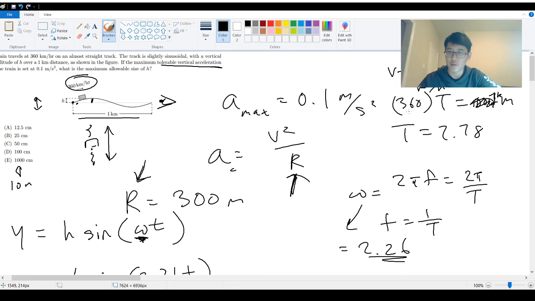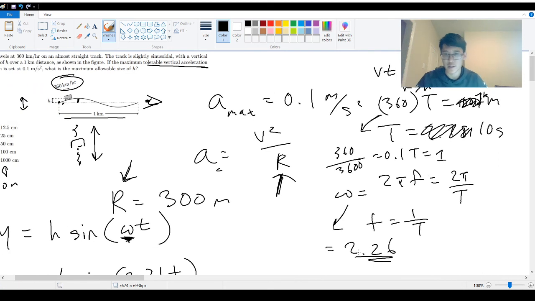Okay, and then now we could change this to seconds, so that's just 360 divided by 3600, right? Because there's 3600 seconds in an hour. And that gives us 0.1, right? And times t is equal to 1. So t is not actually this, t is actually 10 seconds, okay?